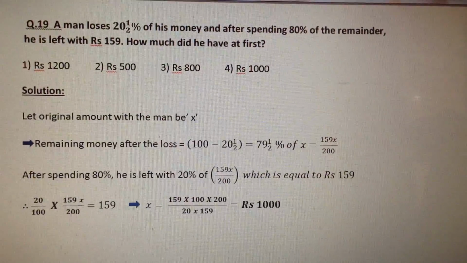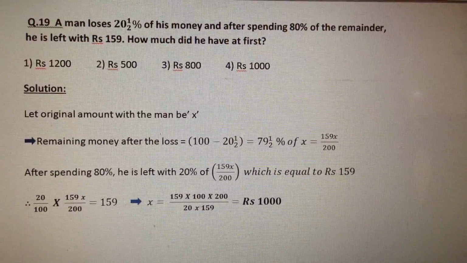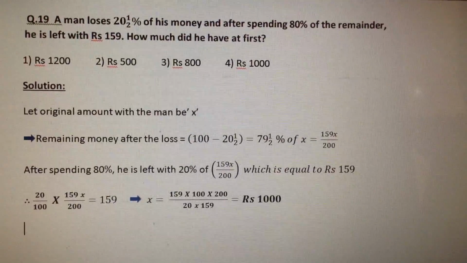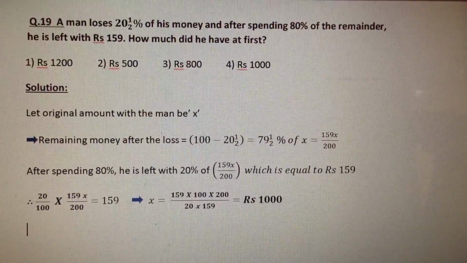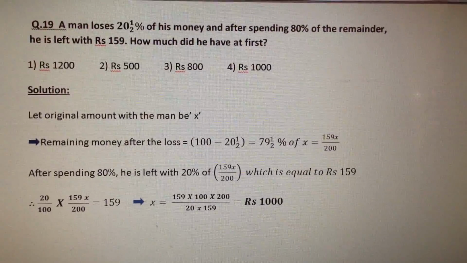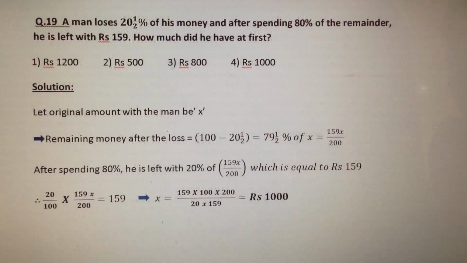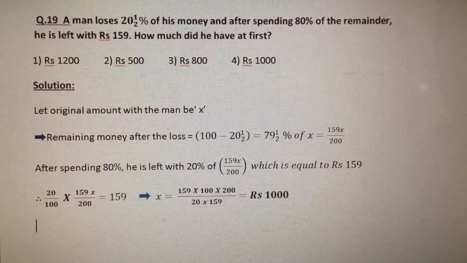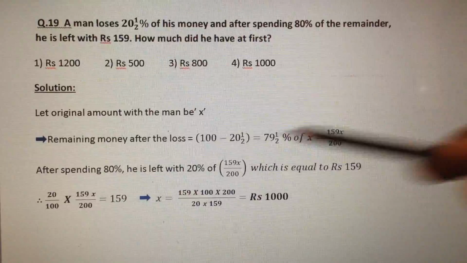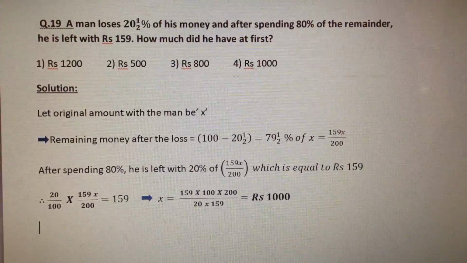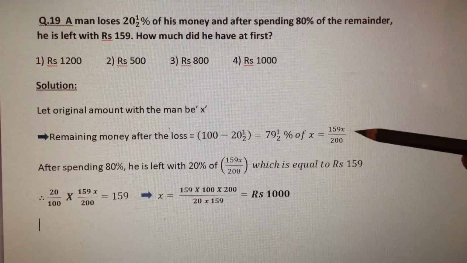Next question. A man loses 20.5% of his money, and after spending 80% of the remainder, he is left with rupees 159. How much did he have at first? Let the original amount with the man be X. Let us assume that it is X. After a loss of 20.5%, remaining money is equal to 100 minus 20.5, which is equal to 79.5% of X, which is equal to 159X by 200.